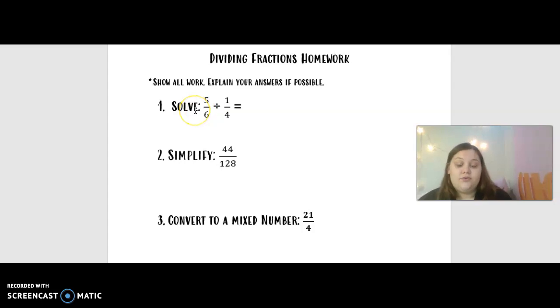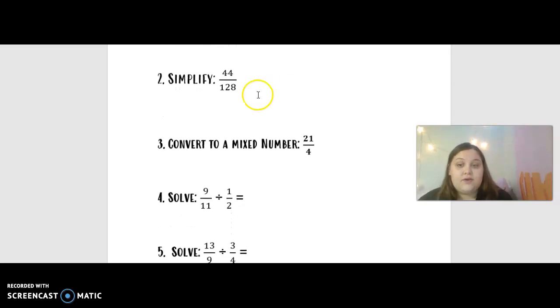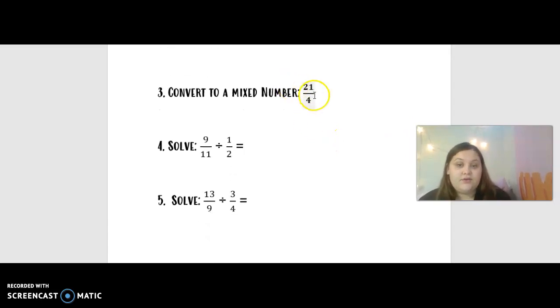So your first question is to solve 5/6 divided by 1/4, okay? Show your work. The second question is to simplify 44 over 128 as small as you can get it, okay? Third one is to convert to a mixed number. Like we said before, this is an improper fraction. You're going to change this one into a mixed number just like we did in our notes.